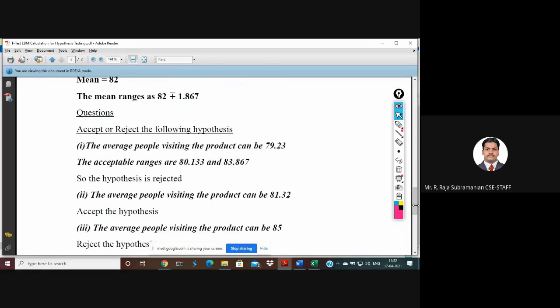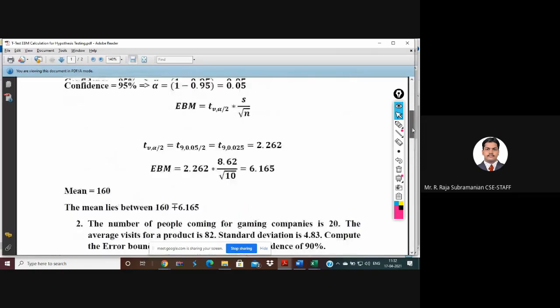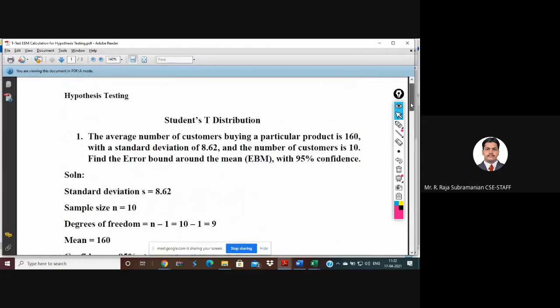Great. So with respect to EBM, we have completed. Right? Shall I go to the next thing? I'll give a small recap here. Here I have said three formulas. Formula number one is EBM equal to t with degrees of freedom and alpha by 2, into s divided by root n.